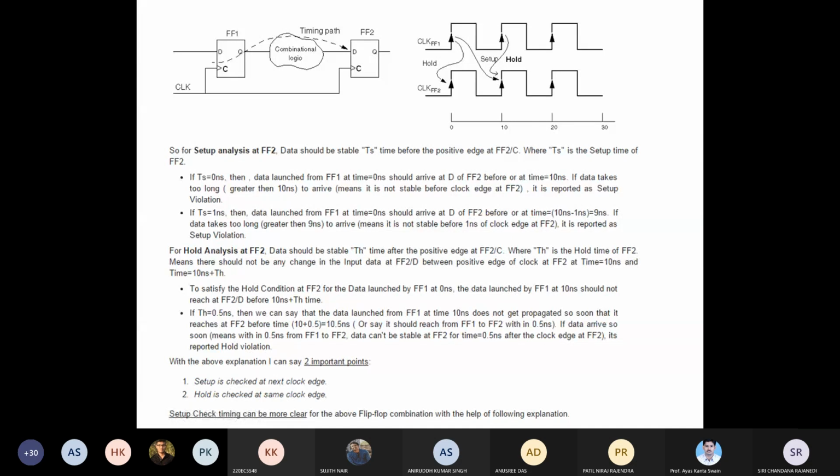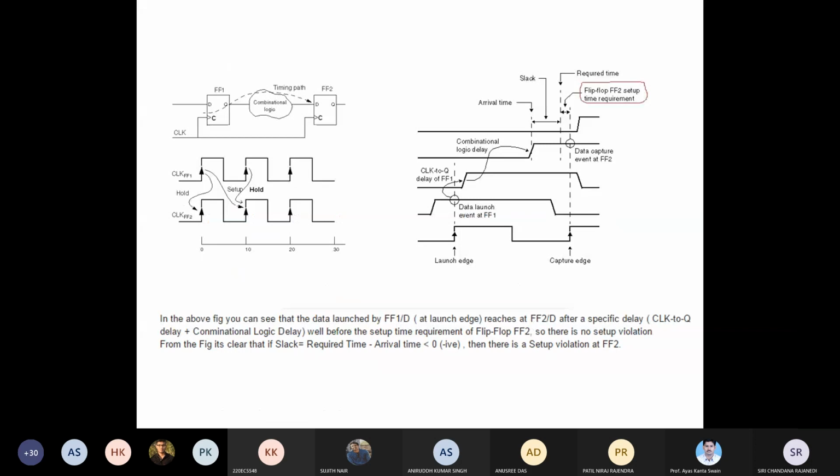Okay. Next, they have tried to show you the same thing in a detailed way: the same diagram on the left side and, on the right side, another timing diagram, to observe what is actually happening.